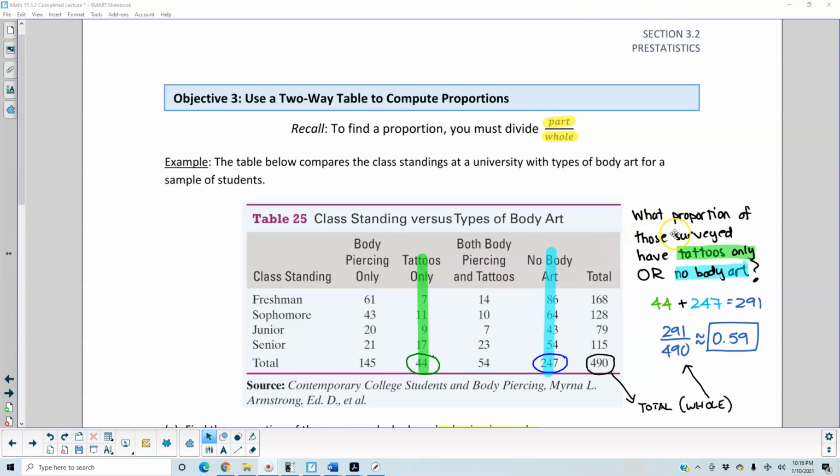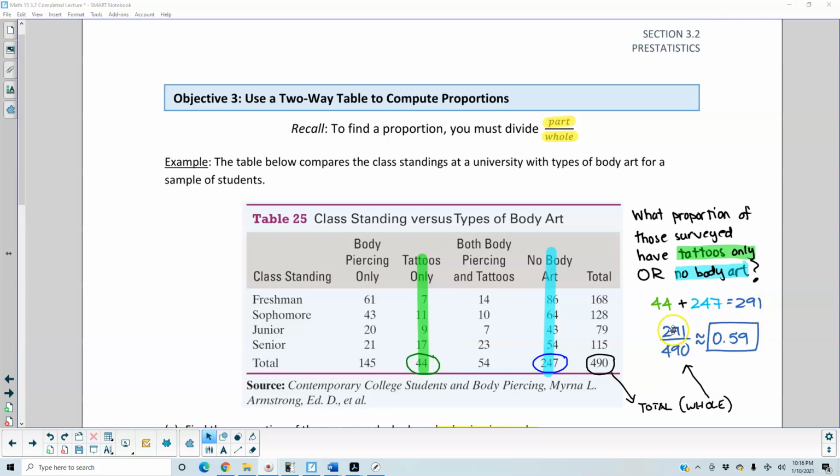So our first question here to the right, it says, what proportion of those surveyed have tattoos only or no body art? Okay, well, if we look at the column that represents tattoos only, we have 44. If we look at the column of those students surveyed that have no body art, that's 247. Now remember, because it says or, this is really important because we have to put these together, so we have to add them. So 44 plus 247 is equal to 291.